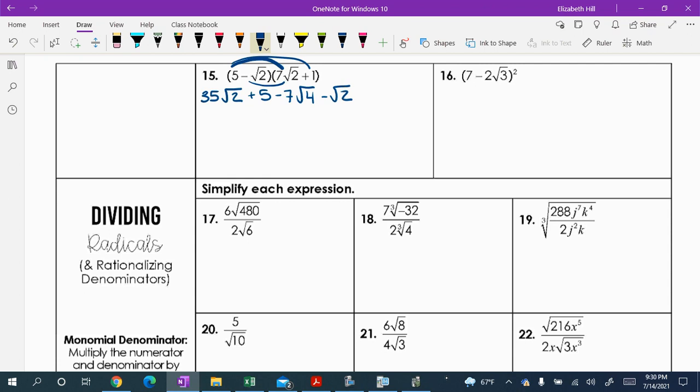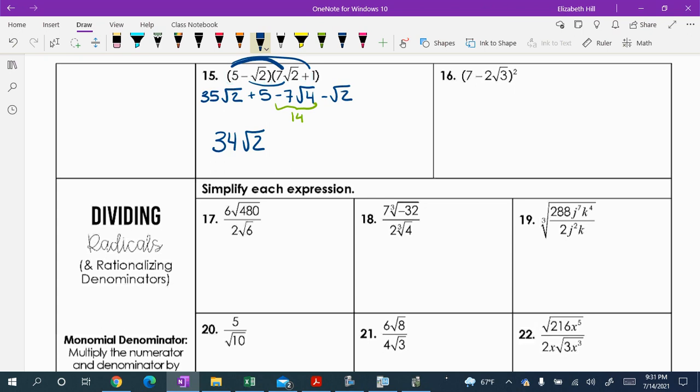Square root of 4 is 2. So this right here is going to end up giving us 14. 35 square roots of 2 minus 1 square root of 2. So that's 34 square roots of 2. And 5 minus 14.